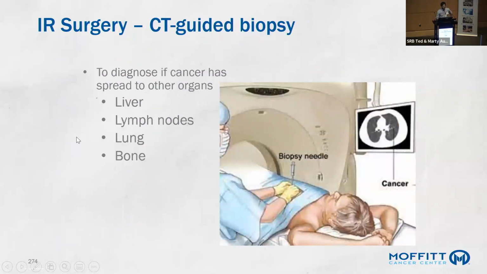Another type of procedure we do in IR, we do things called CT guided biopsies. So CT, as we all know, is a type of scan. It stands for computed tomography. The point is that it takes three-dimensional images of the patient, and then you see them on a screen in a two-dimensional fashion. It's important for us because your doctors may want to diagnose whether cancer has spread to organs such as the liver, the lung, the lymph node, the bones.